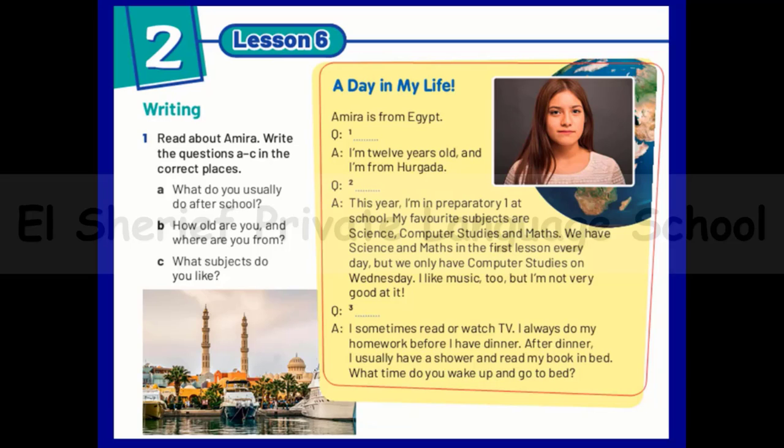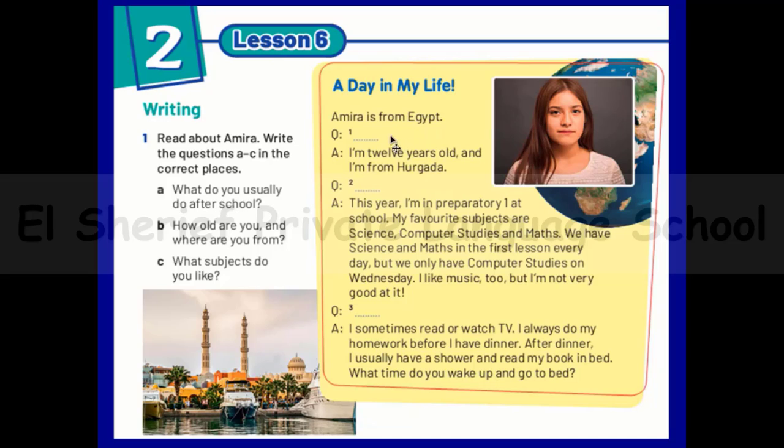Before reading, we have here 3 questions, A, B, and C, and we want to match these questions with numbers 1, 2, and 3. So first we need to read the questions because we need to have an idea about them, and while reading we will guess which question is suitable in each space. A. What do you usually do after school? B. How old are you, and where are you from? C. What subjects do you like?